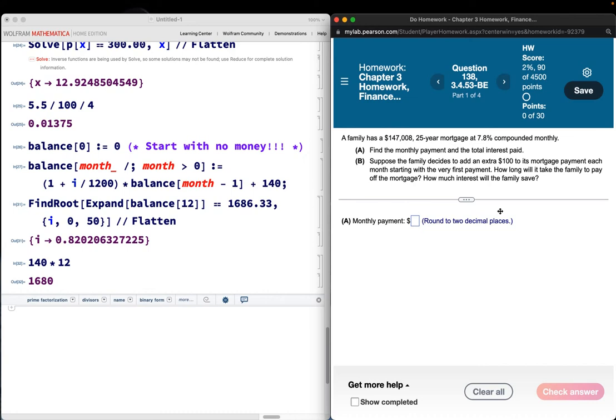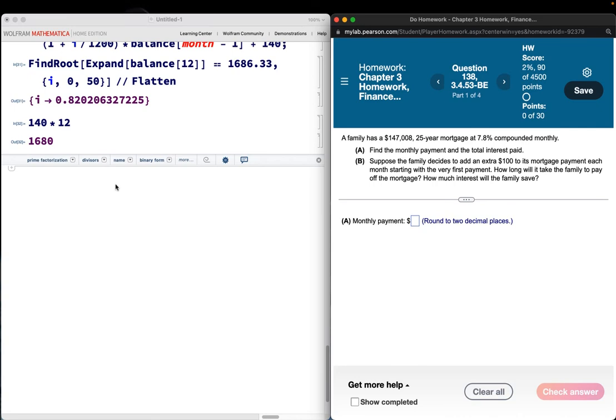Okay, one second. Let me just get my power cord out of the way. Okay. I'm going to scroll down.